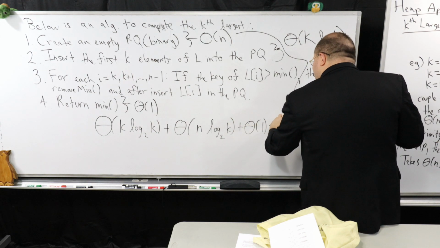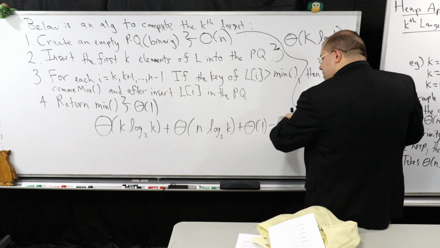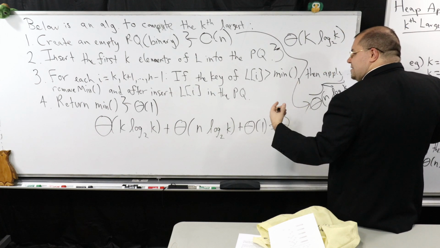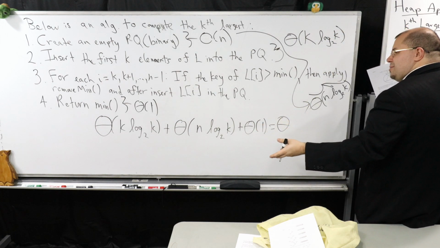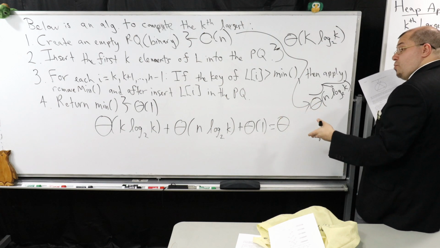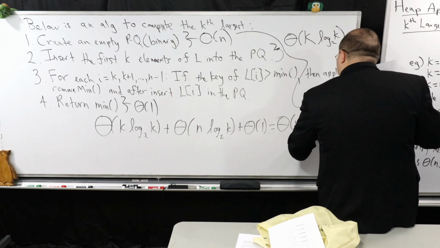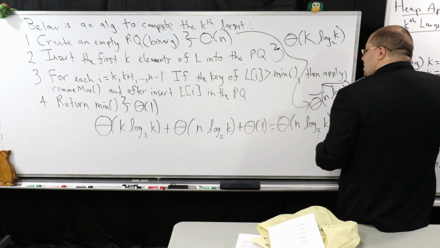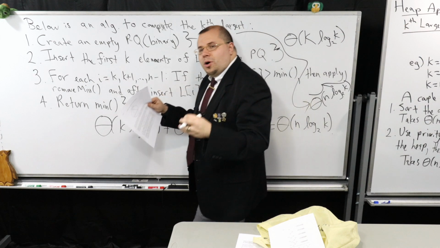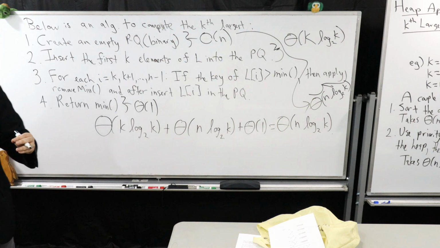And lastly, when I put it all together, I take the most dominant of these, which of course, since k is just an integer, and k can be no more than n, I'm just going to simply write this as n log base 2 of k. So notice that now, instead of having log n there, now it's log k.